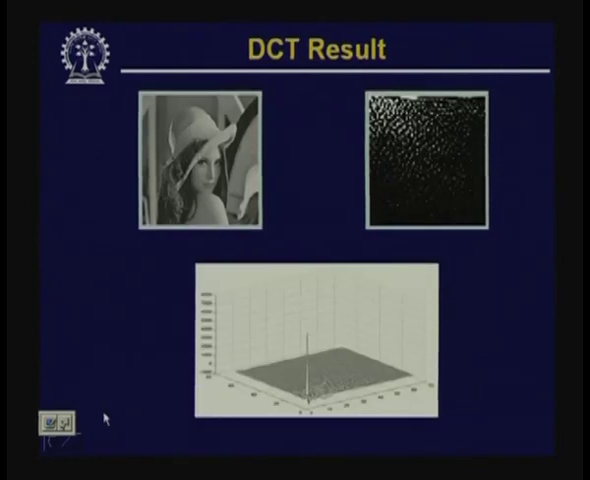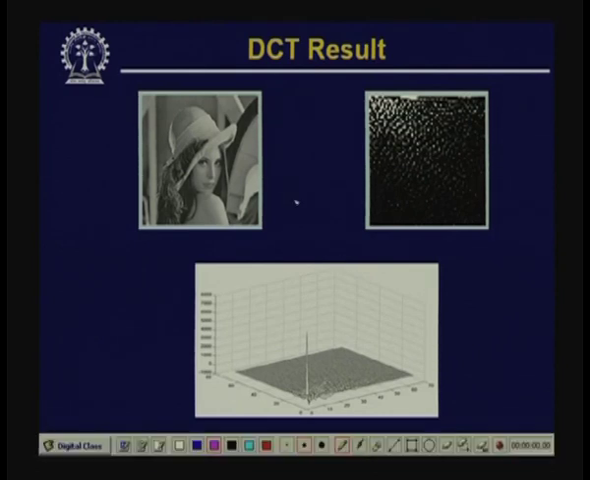So, this figure shows the discrete cosine transformation coefficients for the same image, which is very popular in the image processing community, the image of Lena. The results are shown in two forms. The first figure shows the coefficients in the form of intensity plots in a two dimensional array, whereas the third figure shows the same coefficients plotted in three dimensions in the form of a surface.